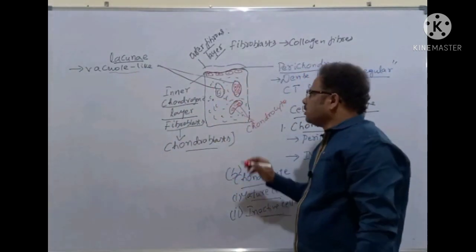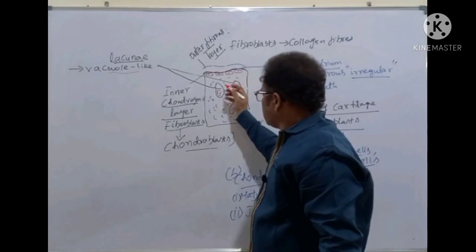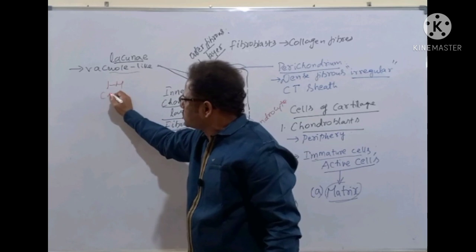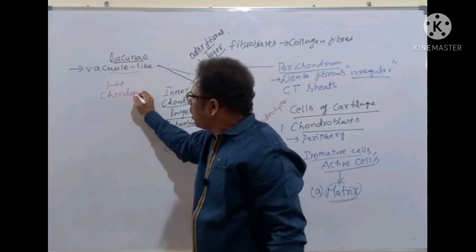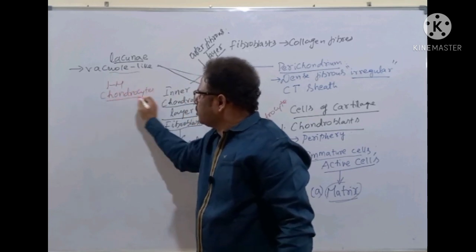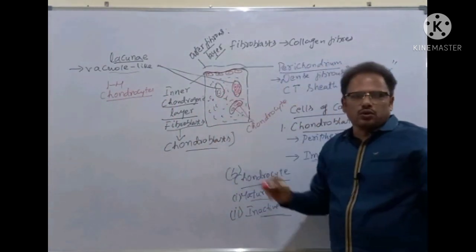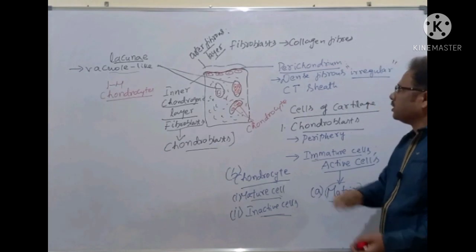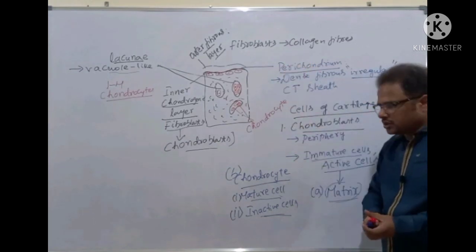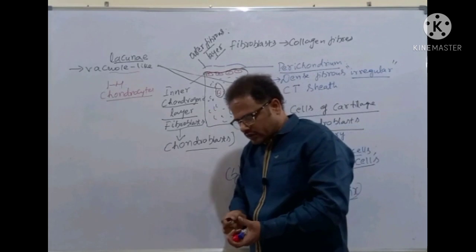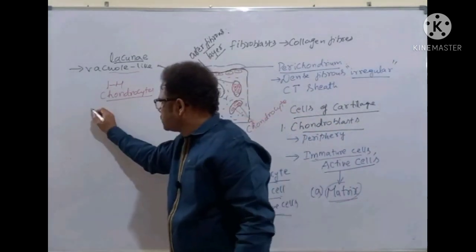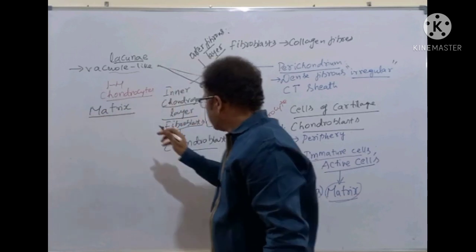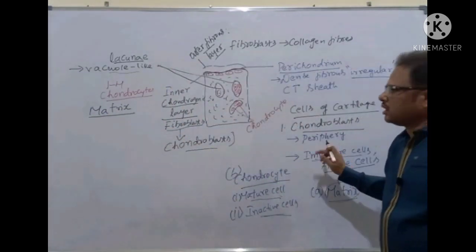Clear, students? Now, how many chondrocytes are there in each lacuna? One to four chondrocytes are present in each lacuna here. Getting my point, students? So these are the cells of the cartilage. Now let's discuss the matrix. How is the matrix? Clear, students? The matrix is the extracellular matrix, secreted by the chondroblasts.